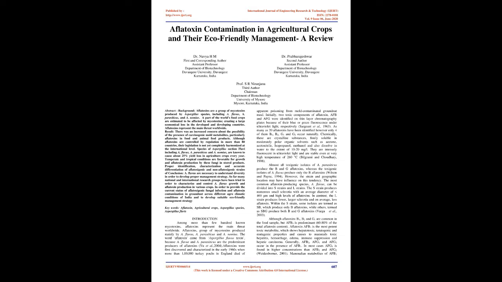1,000,000 turkey poults in England died of apparent poisoning from mold-contaminated groundnut meal. Initially, two toxic components of aflatoxin, AFB and AFG, were identified on thin-layer chromatography plates because of their blue or green fluorescence under ultraviolet light, respectively. As many as 20 aflatoxins have been identified, however only 4 of them, B1, B2, G1 and G2, occur naturally. Chemically, these are crystalline substances, freely soluble in moderately polar organic solvents such as acetone, acetonitrile, isopropanol, methanol, and also dissolve in water to the extent of 10 to 20 mg/L. They are intensely fluorescent in ultraviolet light and are stable even at a very high temperature of 260 degrees Celsius.